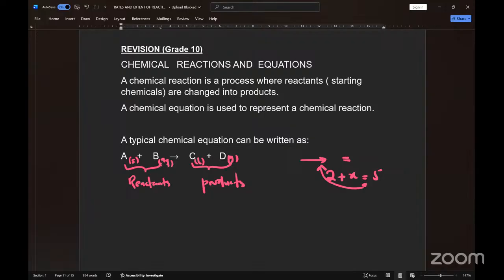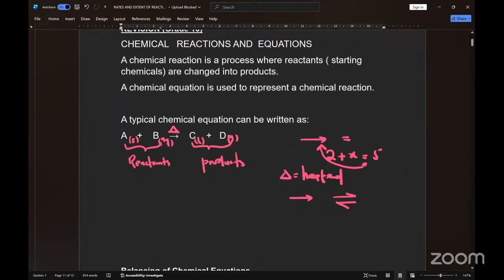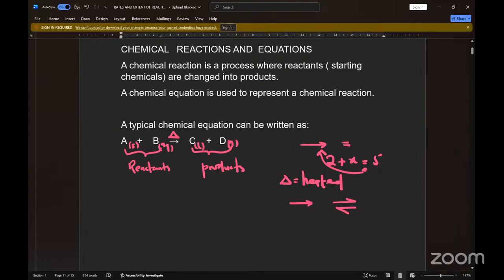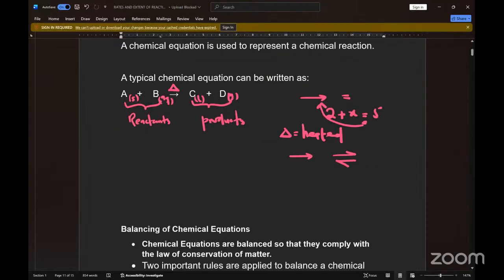Now, sometimes this arrow may have something on top of it like this, delta. This delta means that heat is being applied, it's being heated. Sometimes the arrow may appear like this. This is the symbol for chemical equilibrium. But we are not talking about chemical equilibrium now. We are talking about just a normal reaction. So we will talk about chemical equilibrium when we come to a later stage.